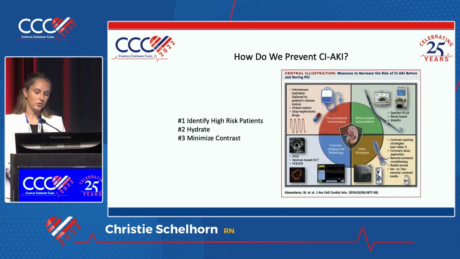So how do we prevent this from occurring? As you can see from this illustration, there are pre, intra, and post-procedure interventions we can perform. For example, radial access, utilizing IVUS imaging, and administering Mucomyst for kidney protection. However, if you ask Dr. Mehran, she will tell you there are three simplified things that make the biggest impact. And these are identifying high-risk patients, hydration, and minimizing the contrast used. So now we're going to talk about each of these factors.